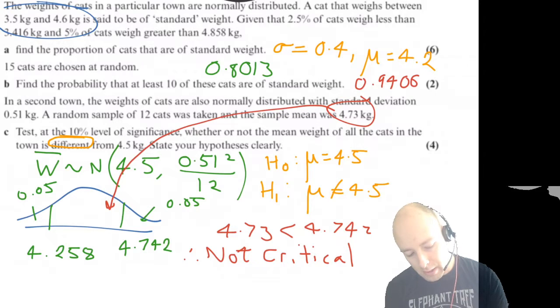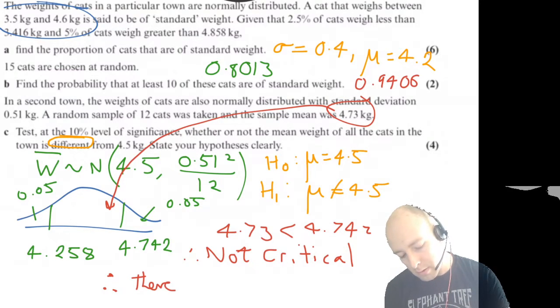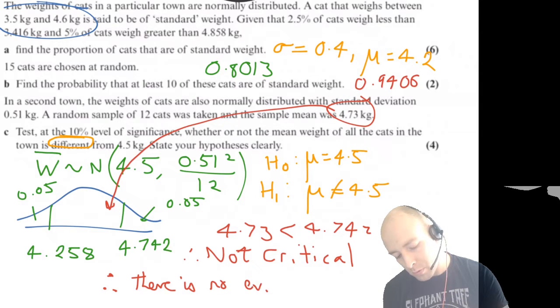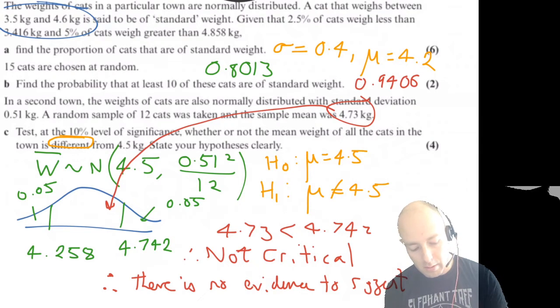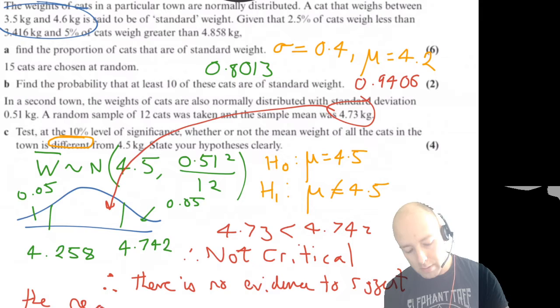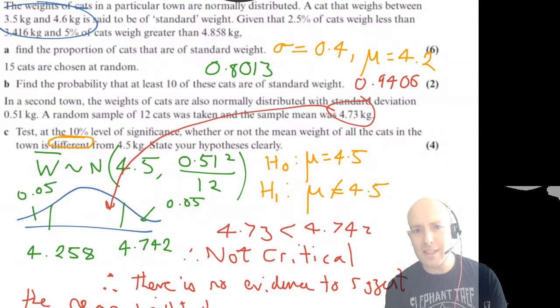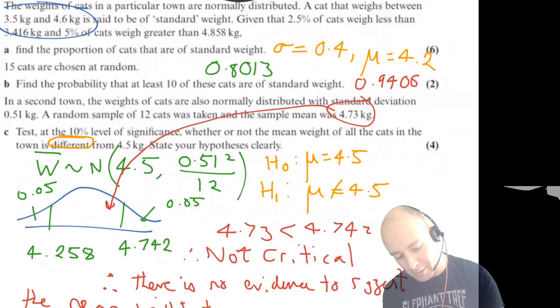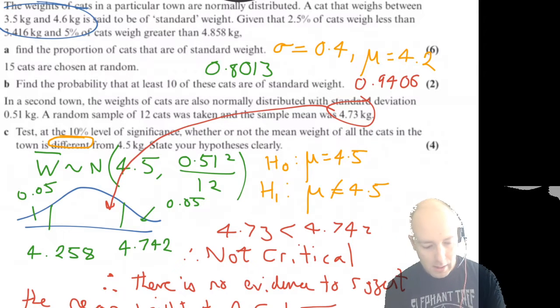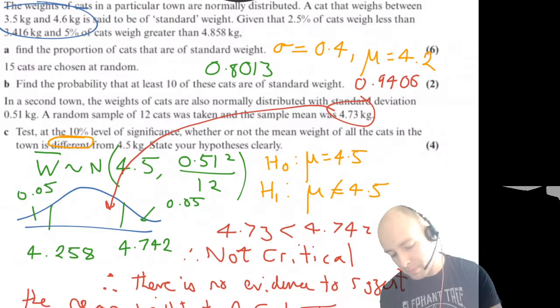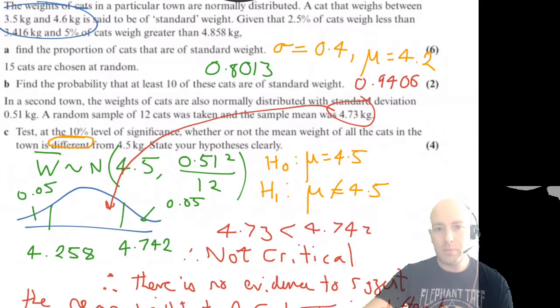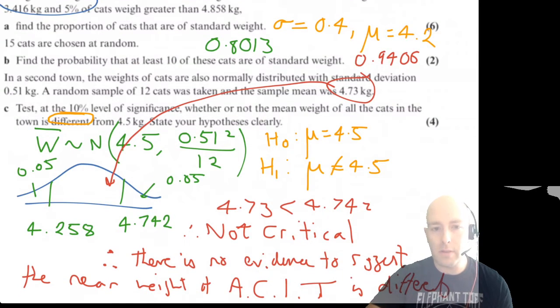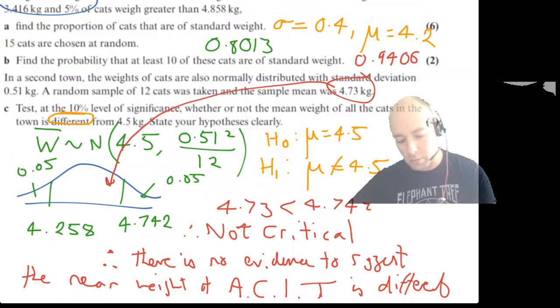Therefore, there is no evidence to suggest the mean weight of all the cats in the town. Don't want to leave that out. Of all the cats in the town, all cats in town, sounds like a band, is different to 4.5. I've run out of space there. You guys probably can't see the writing. Yeah, so no evidence to suggest the mean weight of all cats in town is different to 4.5.